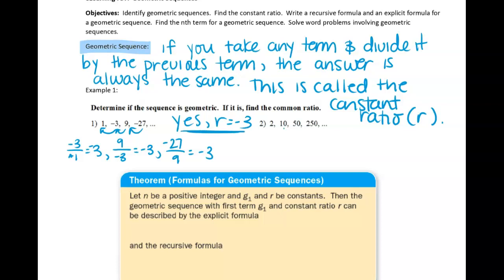For the next one, 10 over 2 is 5. 50 divided by 10 is 5. 250 divided by 50 is 5. So yes, it's geometric, and R equals 5.